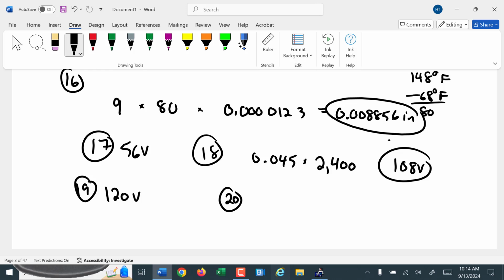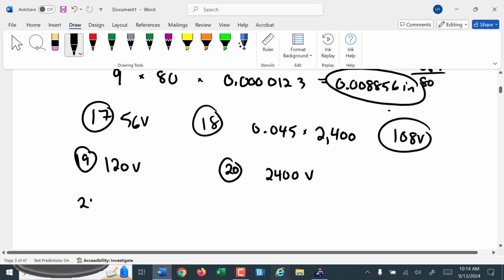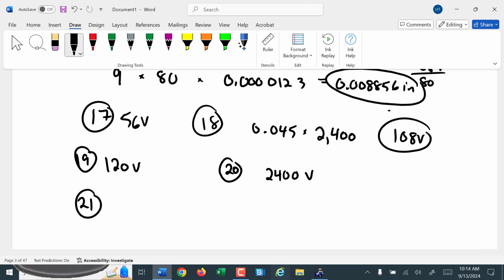48 divided by 0.02 gives us 2,400 volts. 21. So this one's a little trickier. We've got the power of 480 milliwatts. I'm going to write that in as 0.480. We've got a resistance of 1.2 kilo ohms. I'm going to write that as 1,200 ohms.